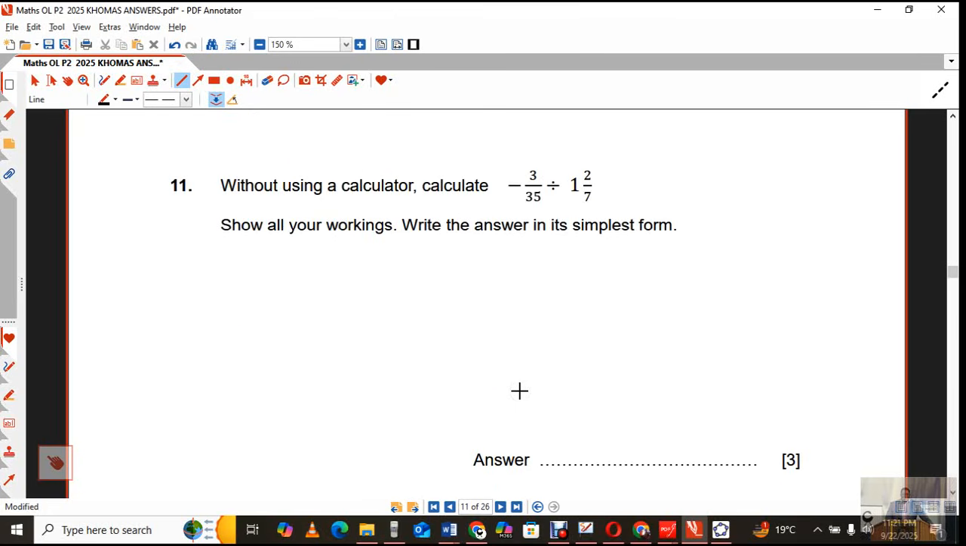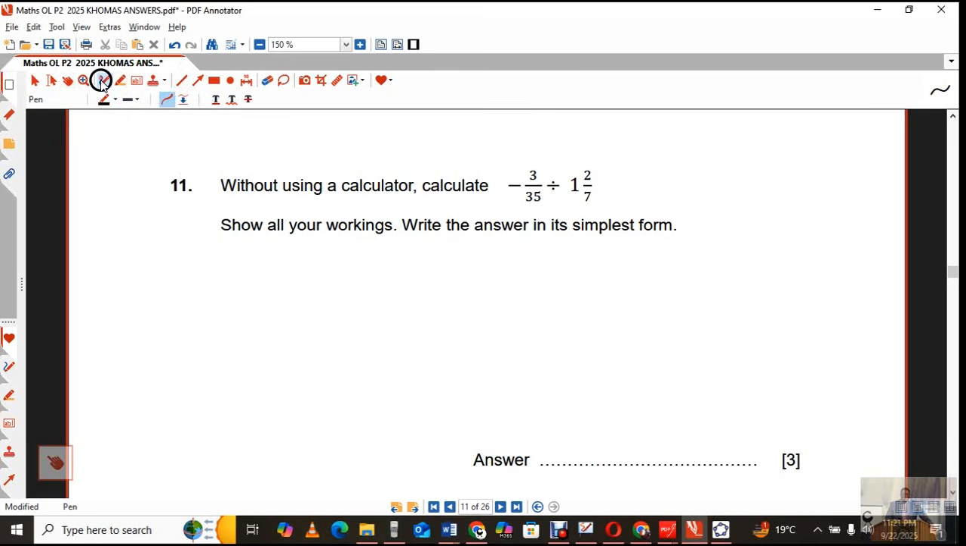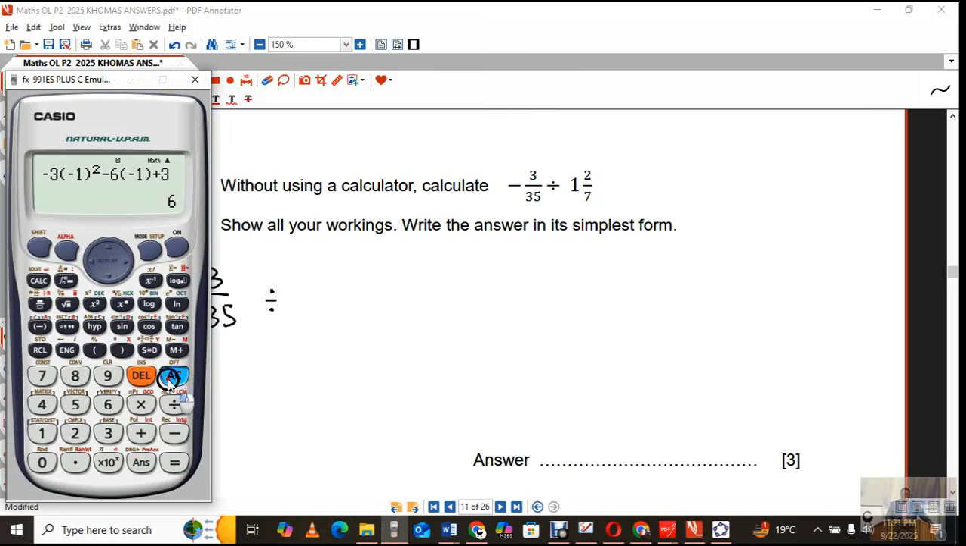Right, let's go to question 11. They say without using a calculator, you are supposed to find the answer and give it in the simplest form. Of course, this is a calculator question paper. You can already see what the answer is going to be. So let me just do that. You're not cheating, you're just confirming.